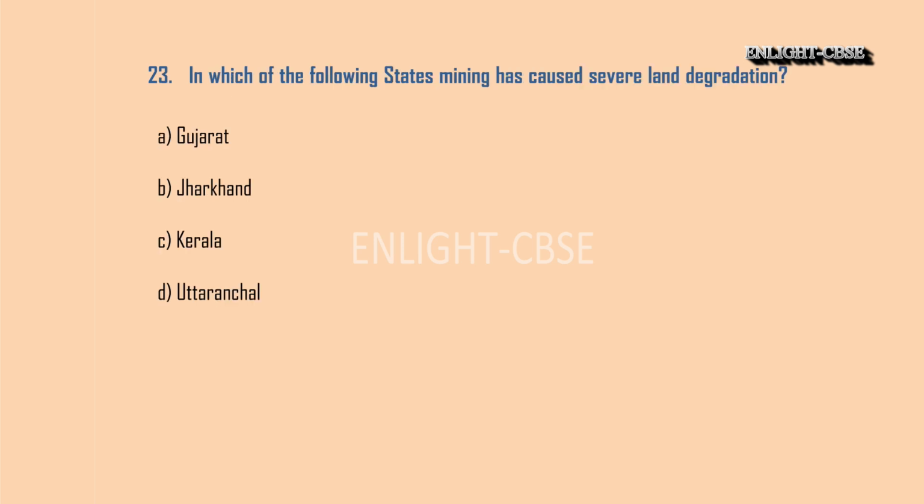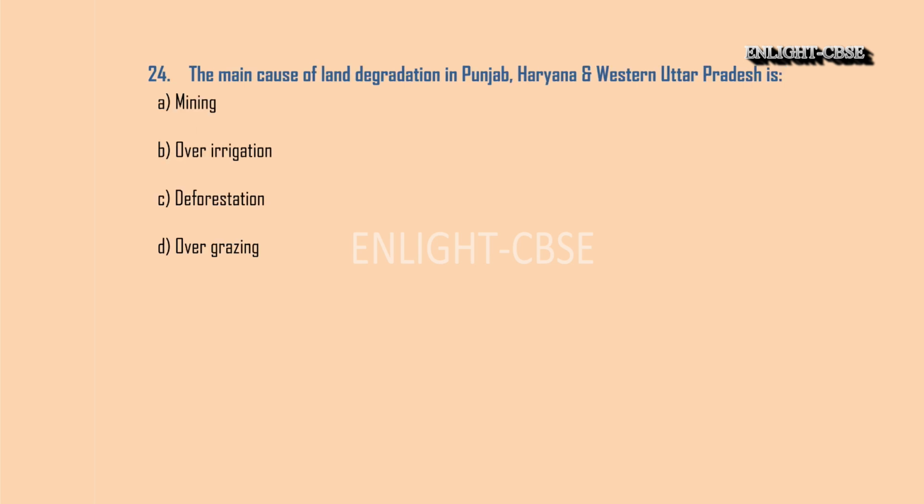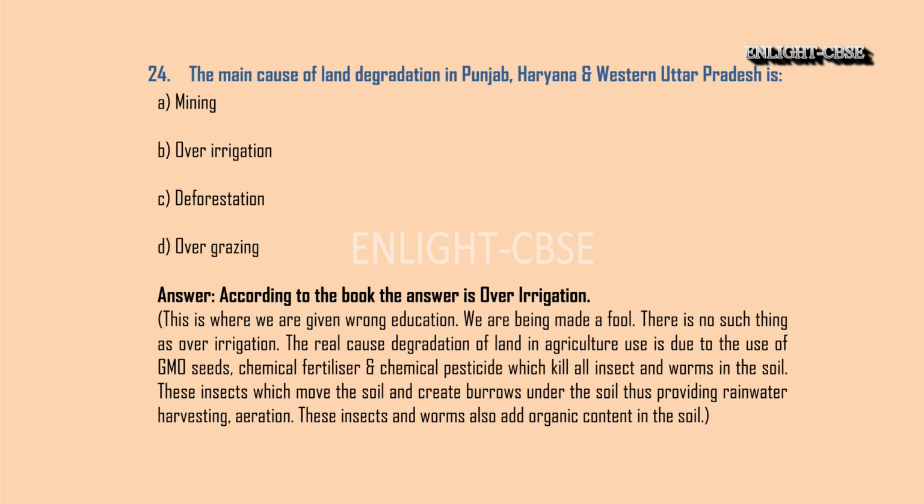Question 23. In which of the following states mining has caused severe land degradation? A. Gujarat. B. Jharkhand. C. Kerala. D. Uttaranchal. Answer, Jharkhand. Question 24. The main cause of land degradation in Punjab, Haryana and western Uttar Pradesh is A. Mining. B. Over-irrigation. C. Deforestation. D. Overgrazing. Answer, according to the book the answer is over-irrigation.